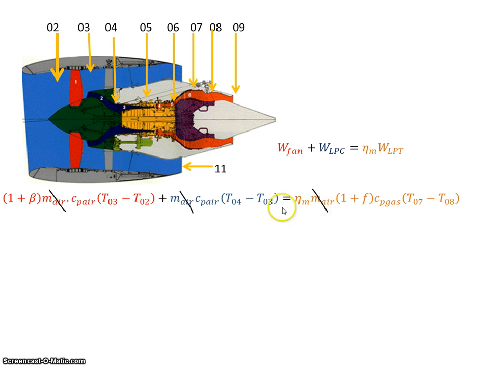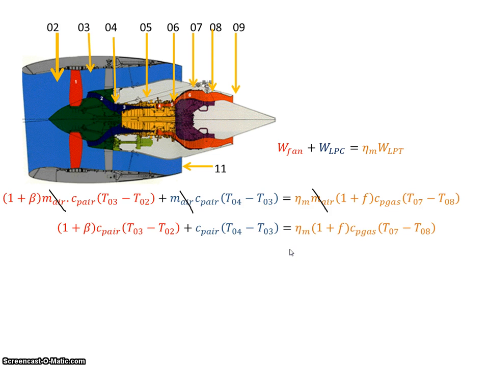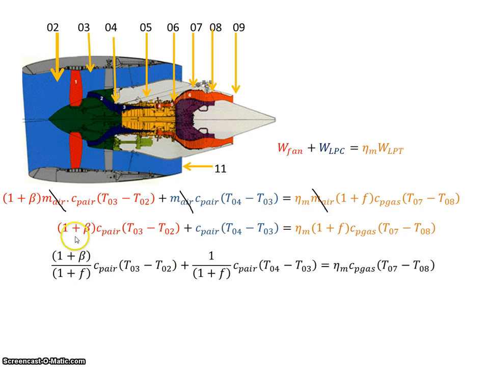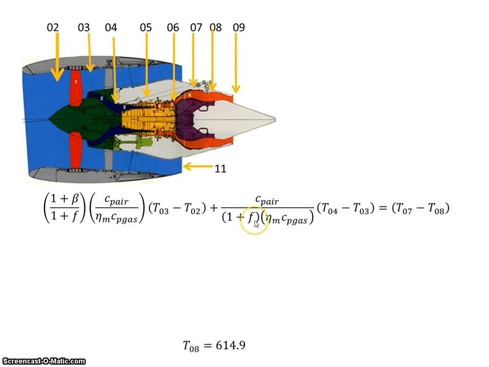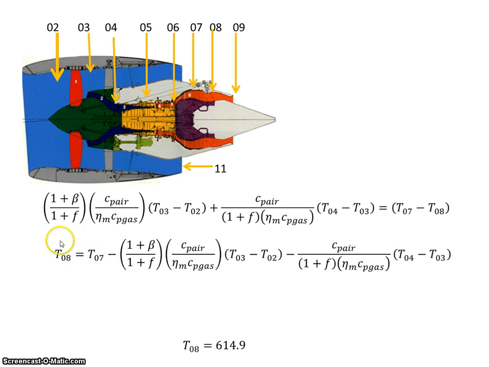Okay, so the masses all cancel out, and if I divide across by 1 plus F, I'm left with this, 1 plus F here, 1 over 1 plus F here, and then I divide across by the mechanical efficiency. So that goes in here. Actually, I divided by the mechanical efficiency and the specific capacity of the gas. And now on the next slide, that's what we had. I'm just going to bring T8 over to here and all of this expression to the right hand side. So now I have an expression for T8.